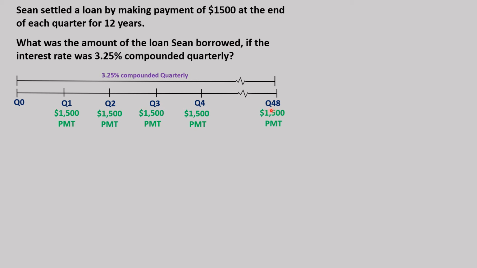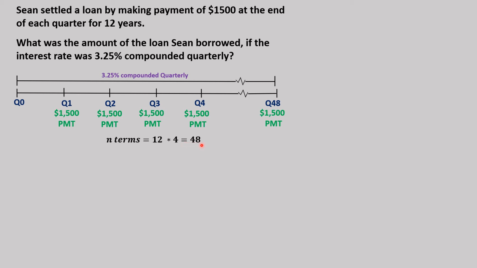Now again, how do we get to quarter 48? That's by taking your 12 years, and you multiply by the frequency, which is quarterly, the installment that's happening. It's 1,500, 1,500, 1,500 happening quarterly, so it's 4, and whatever we get is 48.